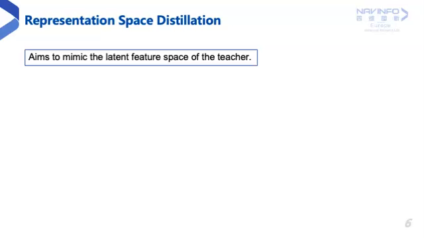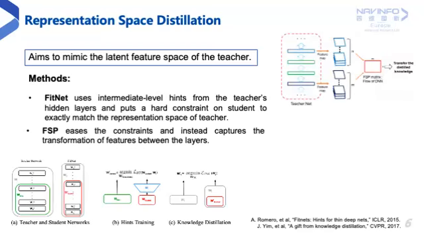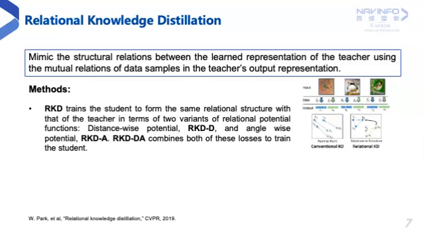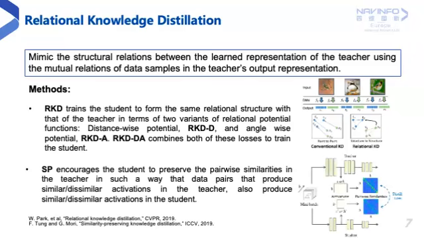Representation space distillation, on the other hand, aims to mimic the latent feature space of the teacher. Methods include FitNet, FSP, and finally AT, which uses attention as a mechanism of transferring knowledge. Relational knowledge distillation aims to mimic the structural relations between the learned representations. RKD trains the students to form the same relational structures as those of the teachers, whereas SP encourages the student to preserve the pairwise similarity in the teacher.